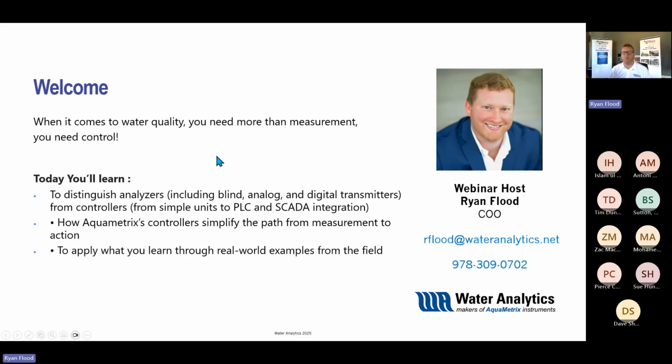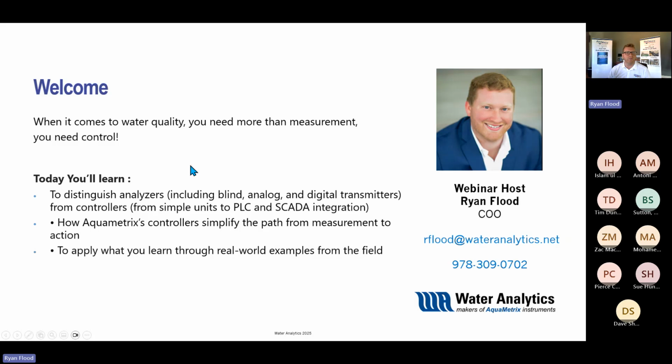So again, really what we want to dive into here is about control, right? You need more than just measurement when it comes to water quality. You need that control to be able to help you achieve that water quality. There's a lot of different options out there in the industry today, and not all of them are the right option, right? And that's what we want to walk through a little bit today: what are the different options that exist out there, and then talk about how the products here at Water Analytics are able to help you achieve some of those solutions.